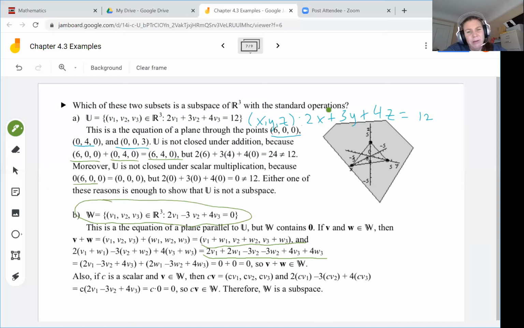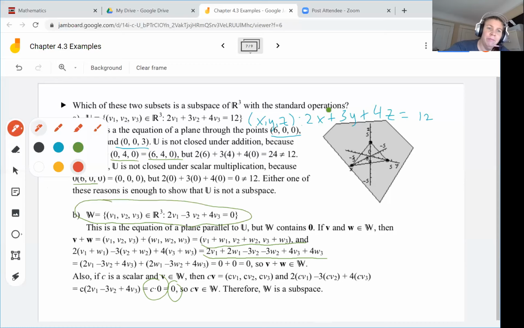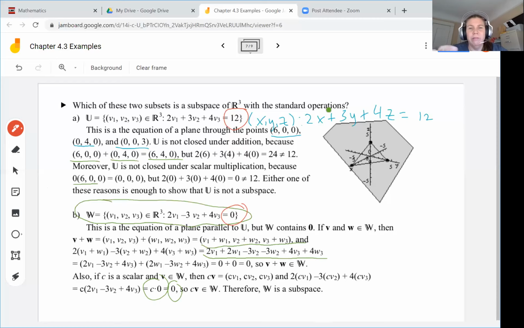And then if C is a scalar, think about if you multiply the scalar through each component, you can pull the scalar out front, and then it's just a scalar times 0, which is still 0. So scalar multiplication is also contained in W, so W in this case is a subspace. So the big difference between these two examples is that part B contains the origin 0, 0, 0 because the equation was equal to 0, but in part A, this was equal to some other number. So we saw it wasn't closed under scalar multiplication or scalar addition.